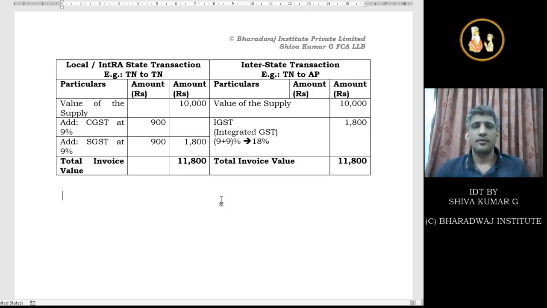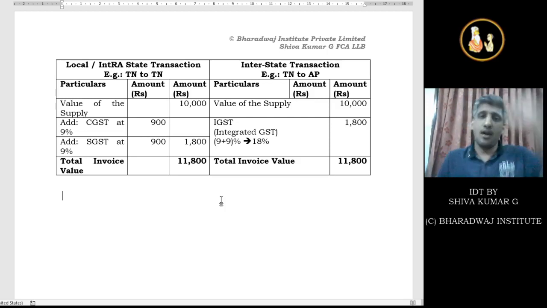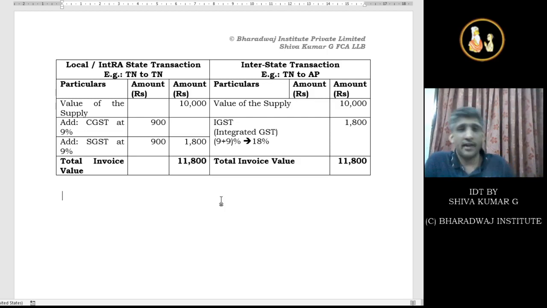Now, from a layman point of view, forget you are all studying, you are a professional studying for a professional exam, forget all these things. What is the value of the goods? 10,000. How much tax? 1,800. Total value of the goods, how much? 11,800. See, even though it is one India, one tax, it looks like three taxes: CGST, SGST. Now we have introduced a new concept called as IGST. This IGST, whom will I pay to? I have to pay to the central government.